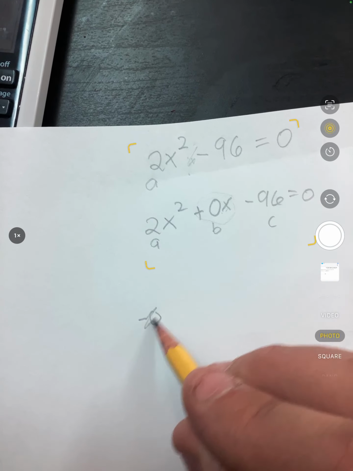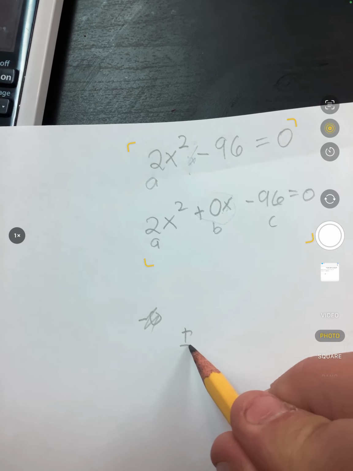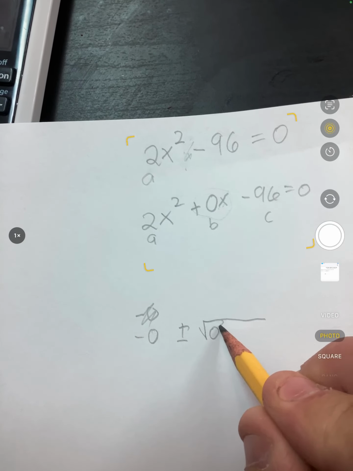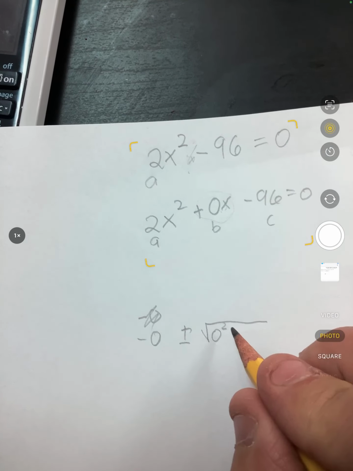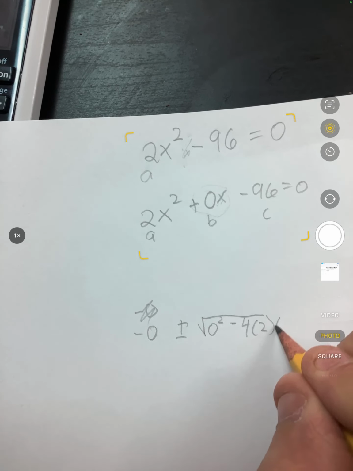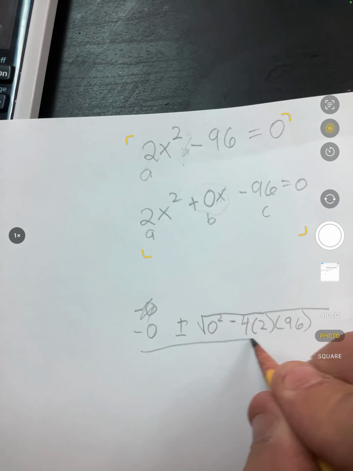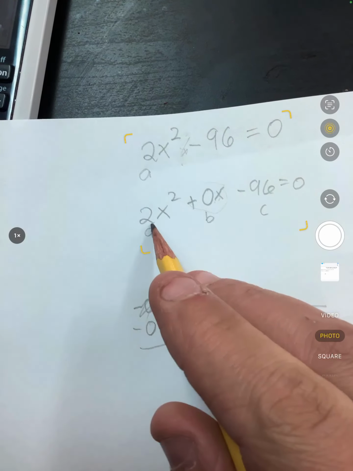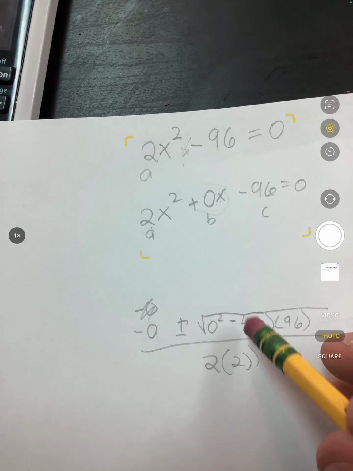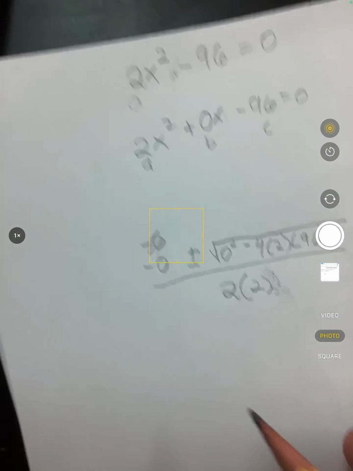Negative B, well, that's negative 0. So plus or minus the square root of 0 squared. Well, that doesn't get us anything. Minus 4 times A times C, divided by 2 times A. Another 2. Simplify. Negative 0 is gone.